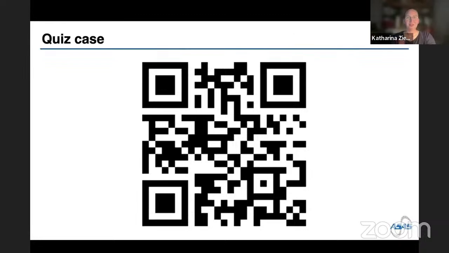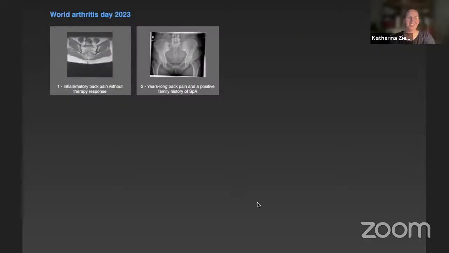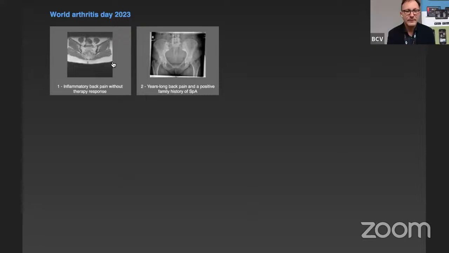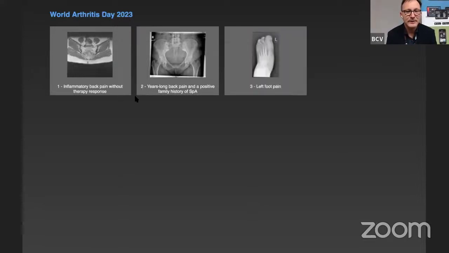So I think I've given you enough time to scan the QR code. So I will now stop sharing my PowerPoint and start sharing the case viewer. So refresh, please. Refresh, Command R to have everything refreshed. Exactly.